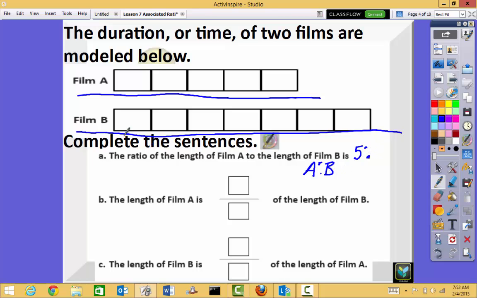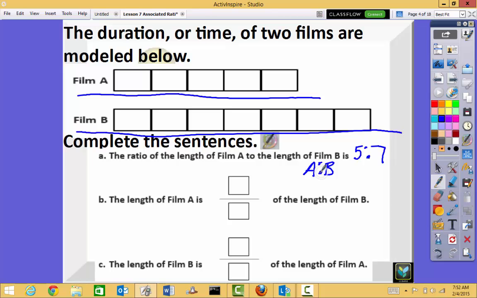Well, I look and I see B is right here. 1, 2, 3, 4, 5, 6, 7. So my ratio of film A to film B is 5 to 7. Question B is asking the same thing, only it's asking as a fraction form. The length of film A is blank the length of film B. So it's asking us now for the value of the ratio.